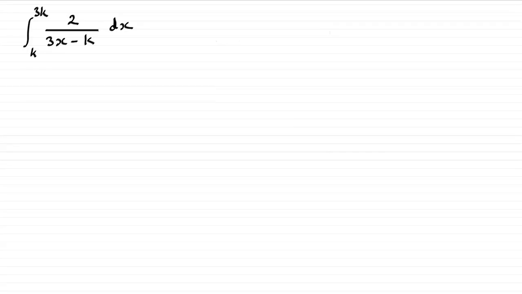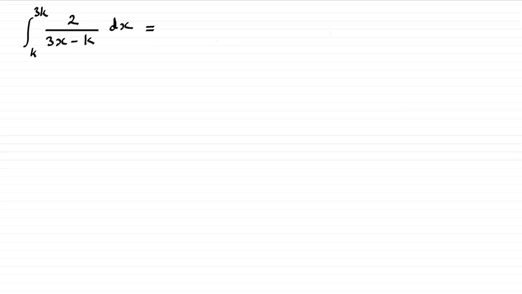So for this question, we've got to show that this integral, 2 over 3x minus k, integrated with respect to x between k and 3k, where k is a constant, is independent of k. Well, you should see that by differentiating the denominator here, you basically get the constant 3, and we've got a constant 2 on the top, so this is a natural log type.